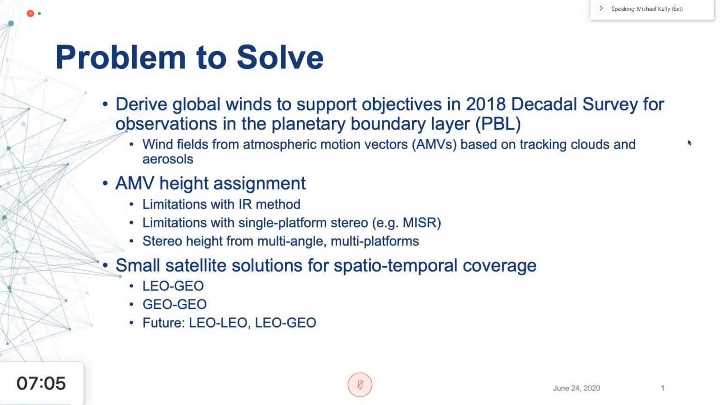Jim Carr and others on our team have shown how to use imagery from two satellites to get viewing diversity from both low Earth orbiting, or low Earth orbiting and geostationary, to get the required viewing diversity in order to be able to eliminate these errors. Next slide, please.